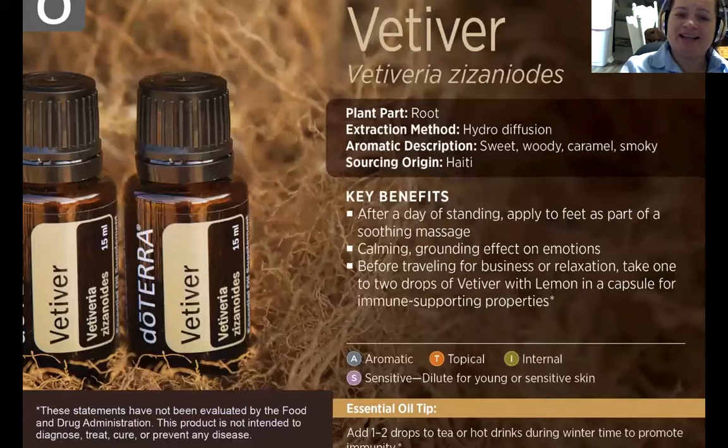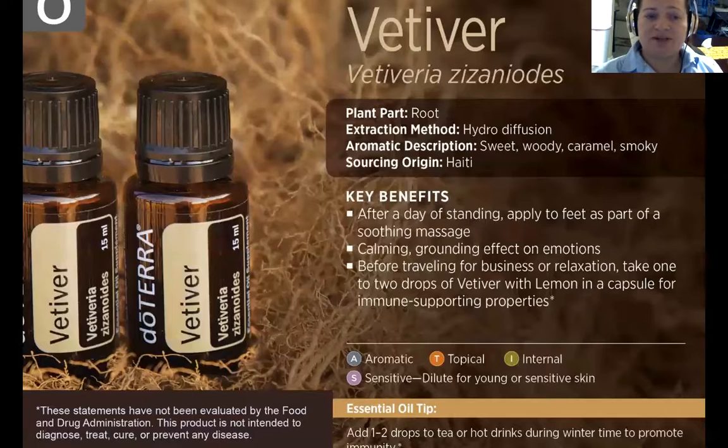So vetiver has a sweet, woody, caramel, smoky aroma. And after a day of standing, apply to feet as a part of a soothing massage. It's very calming, grounding, and it puts me to sleep. It really does. I use vetiver and cedarwood in my diffuser to basically go to sleep, and it works like a charm and smells divine. Before traveling for business, take 1-2 drops of vetiver with lemon in a capsule for immune supporting properties as well.